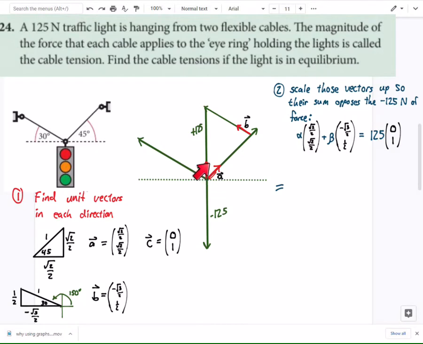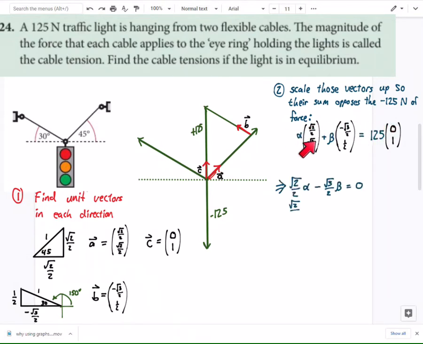So the unit vector in the vertical direction, 125 times, is a vector that's 125 units long in magnitude. This creates a linear system because we have alpha times the square root of 2 over 2 plus beta times negative square root of 2 over 2 equals 125 times 0.